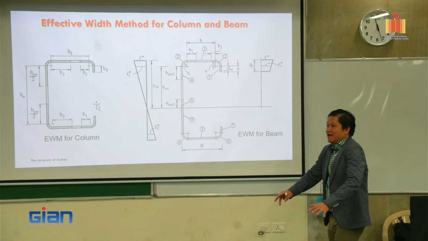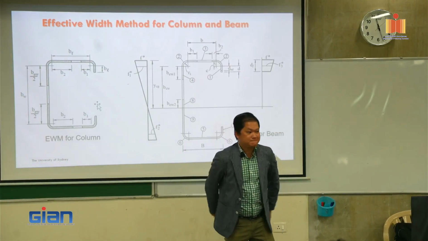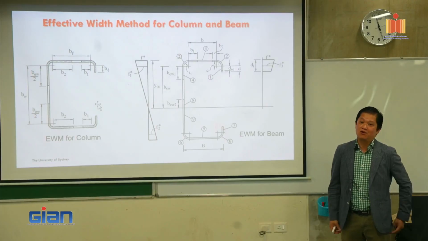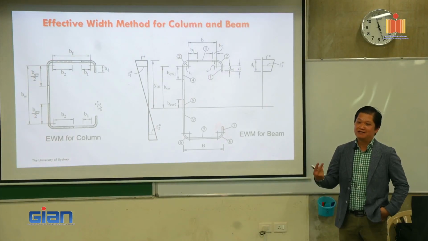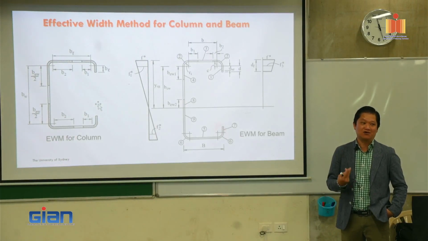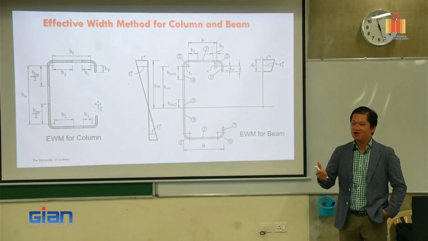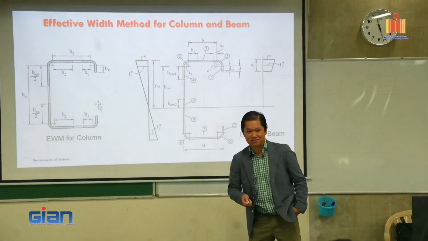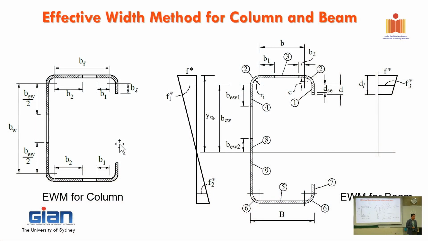All right. So next part we'll go through the design example of two very typical structural members, which are the columns and beam. How to design those column and beam made out of cold-formed steel structures using the effective width method.